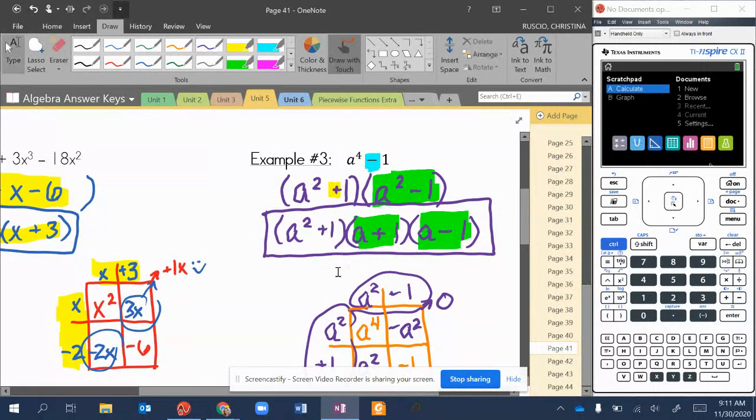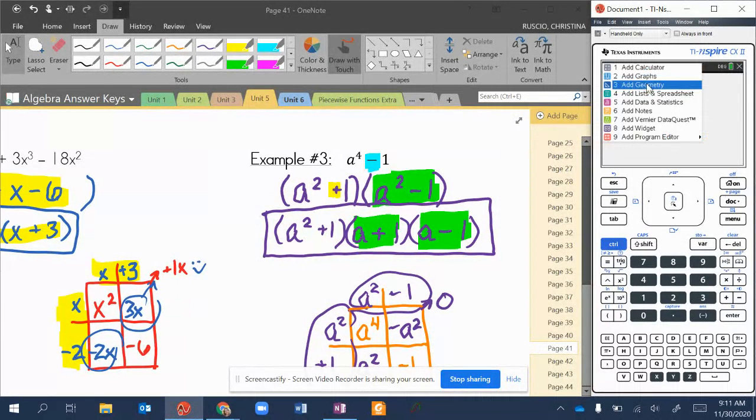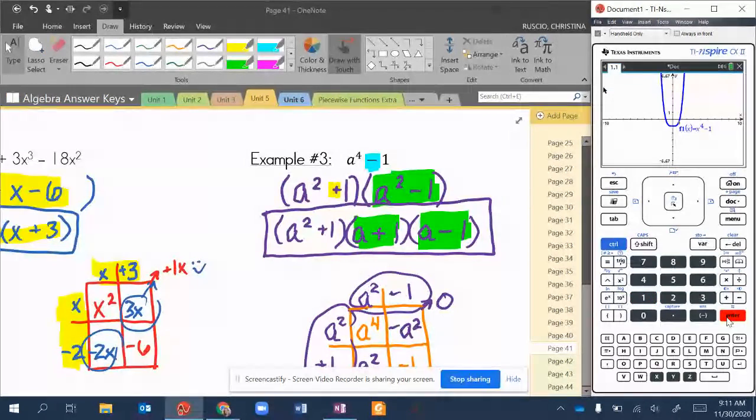All right, we haven't done any checking, so let's hop to our calculator. Go ahead and pause the video if you need to. We're going to create a new document, and I am going to check my answer here. Now remember, our calculator does not understand a's, so we are just going to code it as x to the 4th minus, I got to get that minus out of the exponent, minus 1. And then I'm going to hit enter. So this is my a to the 4th minus 1.